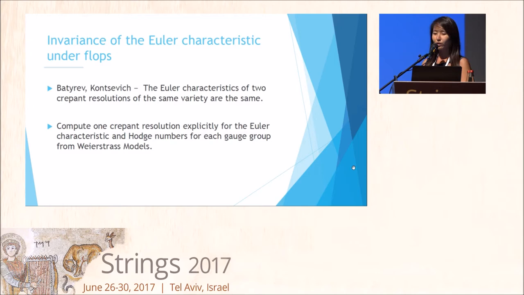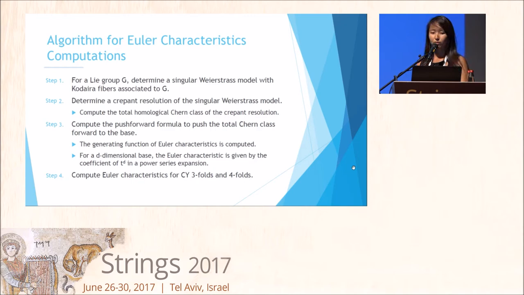From there, we developed an algorithm for computing Euler characteristics. The first step, for a given Lie group G, we can determine a singular Weierstrass model with a codimension-one fiber associated to the gauge group. For the next step, we determine a crepant resolution of the singular Weierstrass model. By doing so, we have retrieved enough data to compute the total homological Chern class of the crepant resolution.